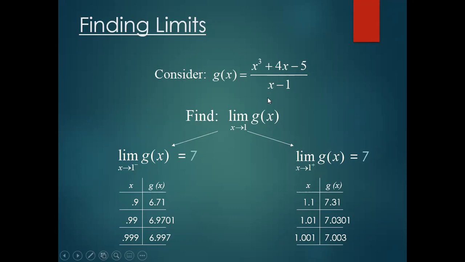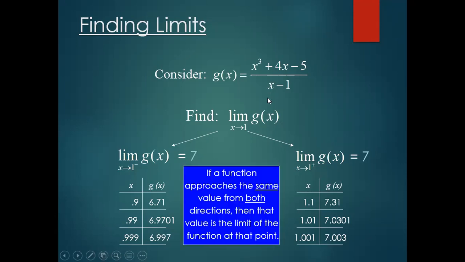Again, if a function approaches the same value from both directions, then that value is the limit of the function at that point. This means, if it approaches the same value, let's say 6.71 approaches 7, and on the right side it is equal to 7, then automatically the value of our limit is equal to 7. Okay? Our limit exists.